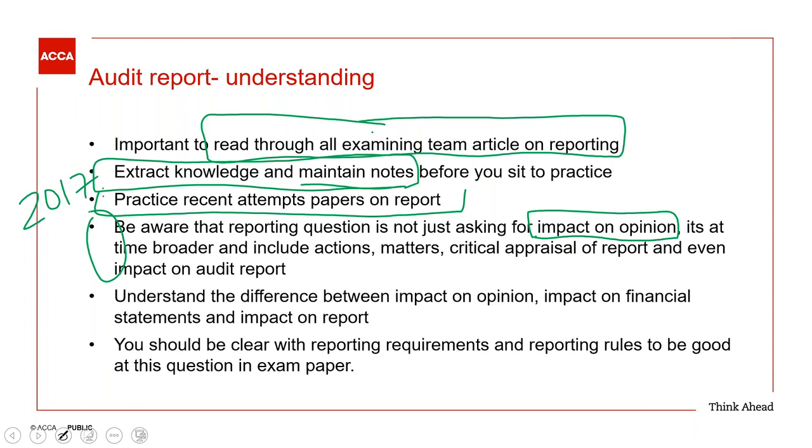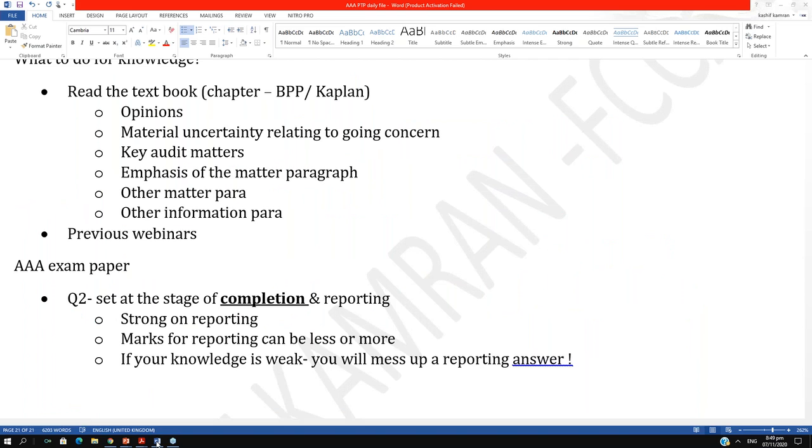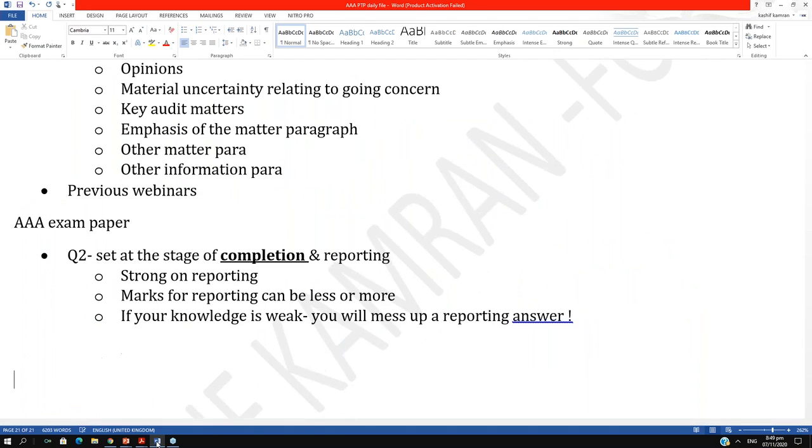Next, understand the difference between impact on opinion, impact on financial statements, and the impact on the report. This is very, very important, because students go to the exam hall knowing that the examiner in a reporting question will only ask for impact on opinion. But bullet number 5 is telling you to understand the difference between impact on opinion, impact on financial statements, and impact on report. Try to understand this. This is so very important that I just want to discuss it with you.